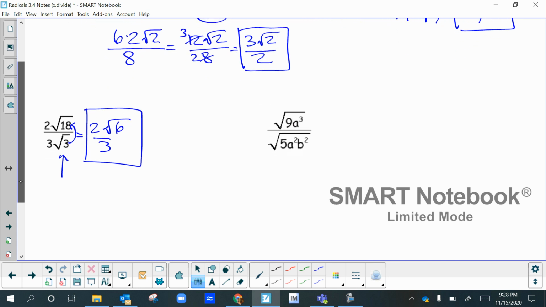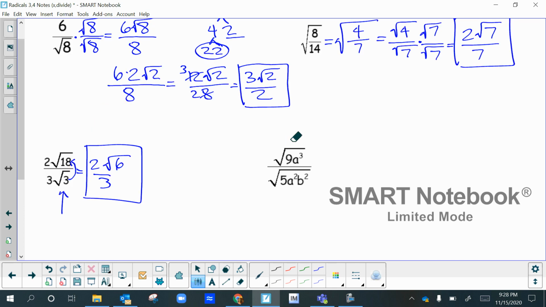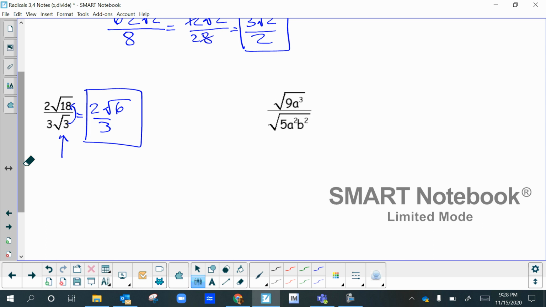Last one. This one has variables, okay? So you'll have some variables at times. So I have a 9, a to the third on top, and then I have a 5, a radical 5, a squared, b squared on the bottom, okay? Now, if you can simplify these radicals, then you should. Like, everybody knows the square root of 9 is 3, so I'm going to take the 3 out. And then I have a to the third, okay? Well, remember I taught you you can expand it and circle the pairs. Well, an a is going to come out and join that 3, and then I'll have 1 left over. So I'm going to have an a there.